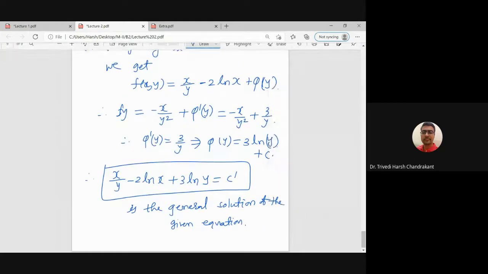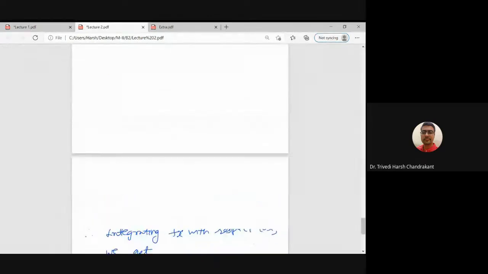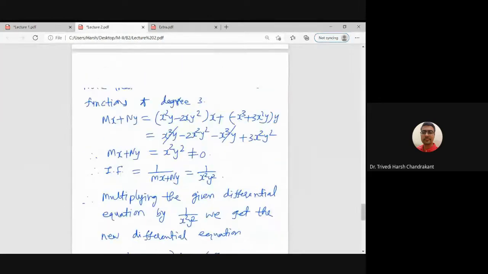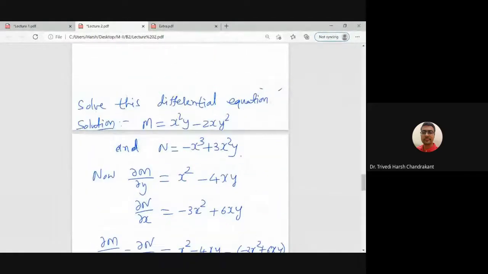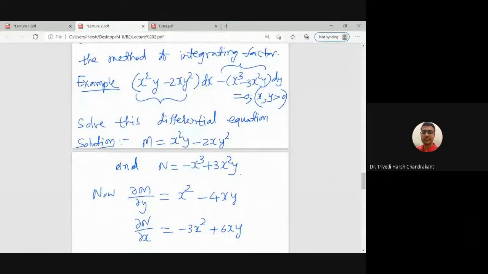Yeah, so this is the third method. So in this example, the third method is working. First and second method is not working. Right? There may be some example in which more than one method is also working. There may be, depending on what the example is.